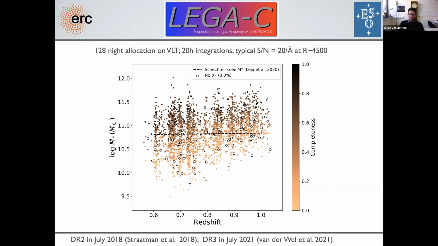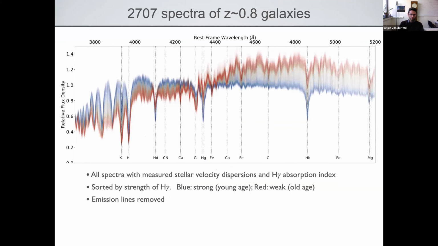The color coding is the completeness. That's not so important now. It's very important for completeness corrections, etc., but I don't want to focus on that. So what do the spectra look like?